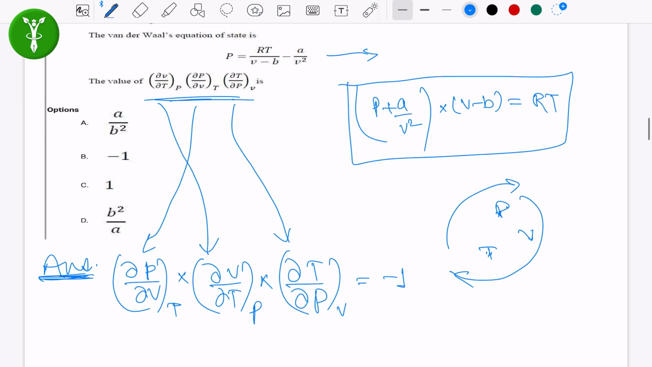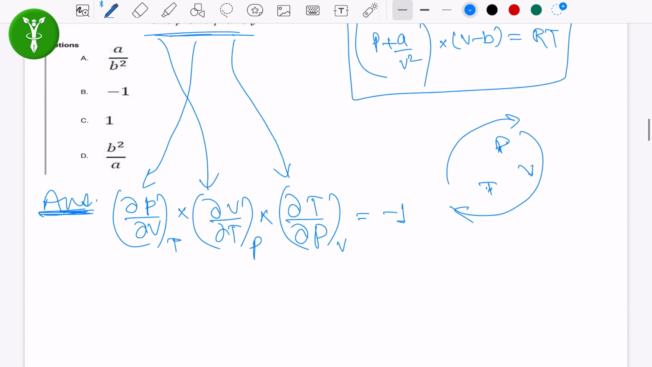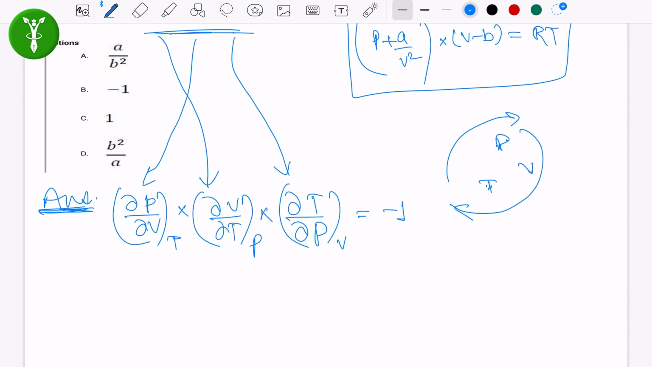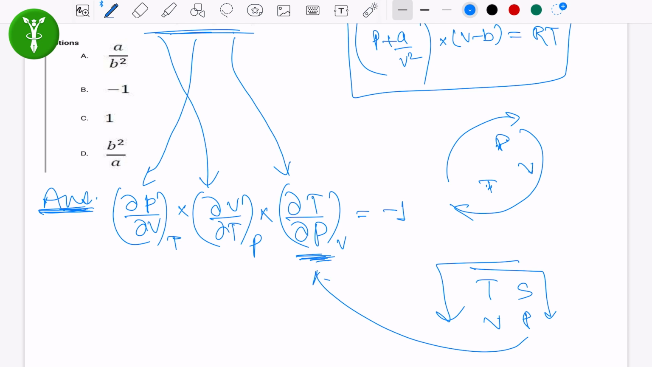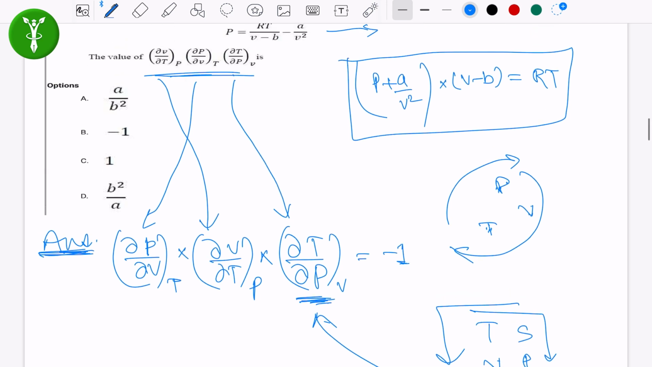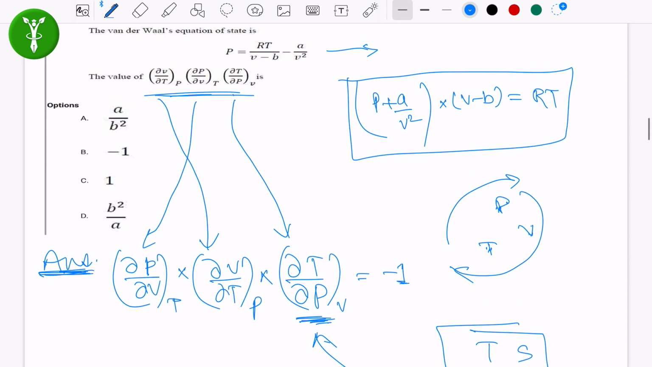What happens sometimes is using some Maxwell relation, T, S, P, V. So using this also, they can change some parameter here and you can place it directly from it. So this value will change from minus 1 to 1, like it can be plus 1 also. It depends on the question.